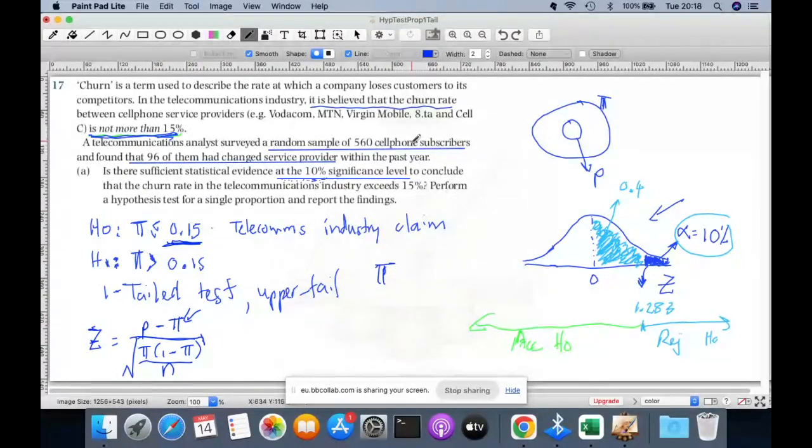Now, if you look at your sample, remember we're trying to measure churn rate. So your sample is 560 people, and out of those 560, 96 of them changed service providers. So the proportion in your sample is P, which is given by 96 out of 560. So that's your P that you're going to use in this equation. So you have P, you have pi. The last symbol you need is N, and that is simply your sample size. How many people are in your sample? It's 560 people.